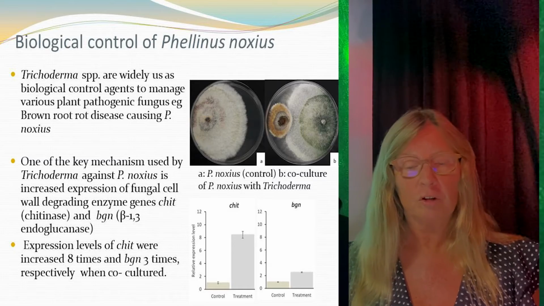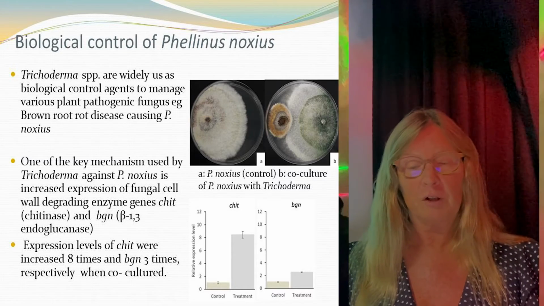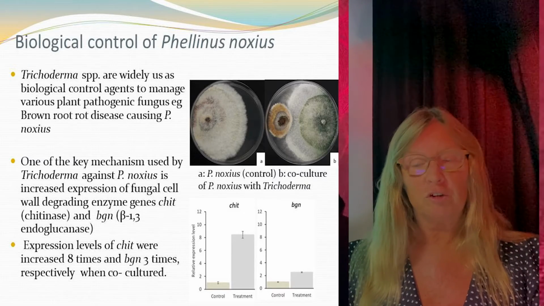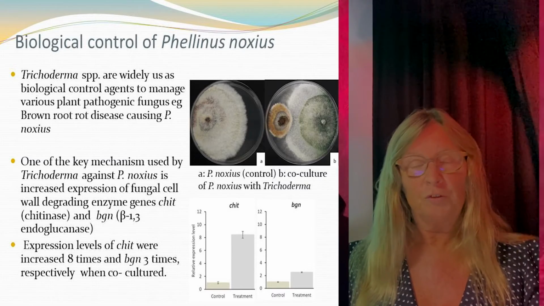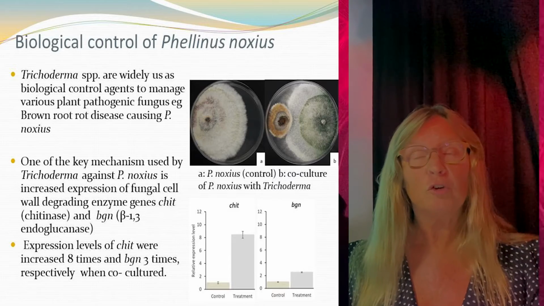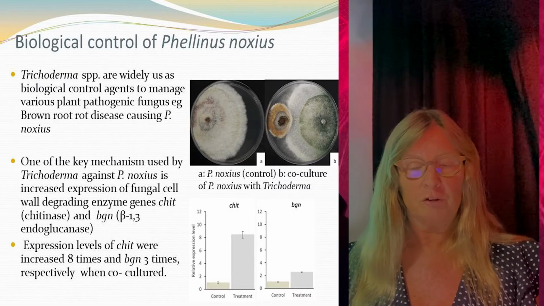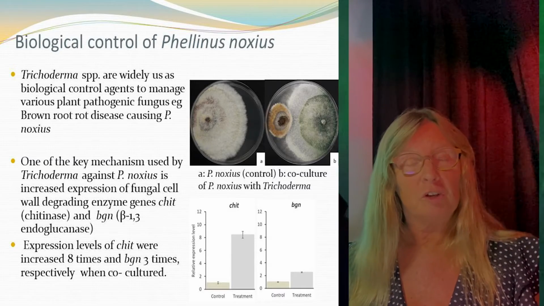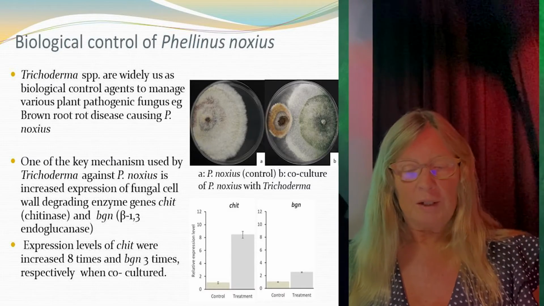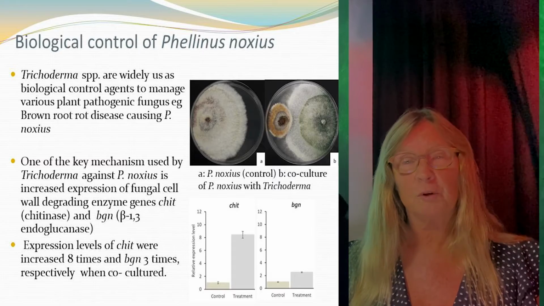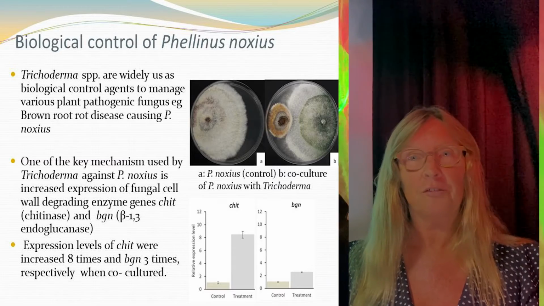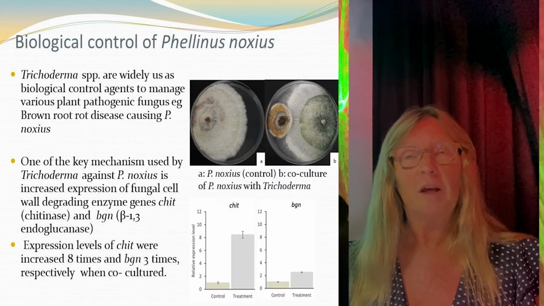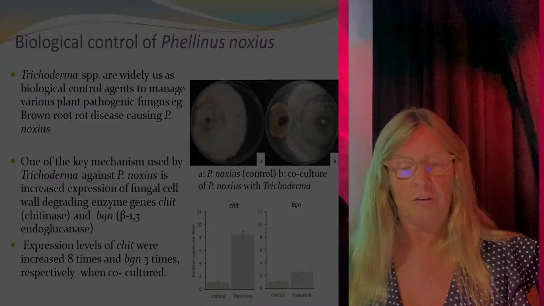And one of the key mechanisms of action of Trichoderma against Phellinus is that we get an increased expression of the fungal cell wall degrading enzymes, and these two enzymes are particularly noted. And what we found, as you can see when we grew them together, is that we had an increase in the expression, particularly of the chitinase. It was 8 times more expressed when we had the presence of these together.